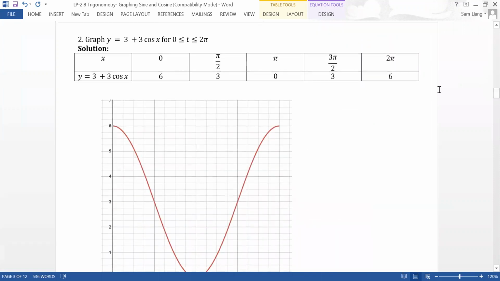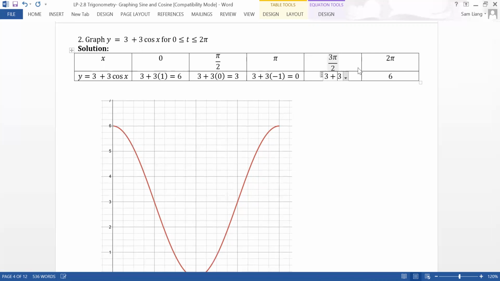All right. Next, we have 3 plus 3 cosine x. So let me show you the calculations, rather. So cosine 0 is 1, so this comes out to 3 plus 3, which is 6. Then we have 3 plus 3 cosine of pi over 2, which is 0, so we have just 3. And then cosine of pi is -1, so this will end up being 0.